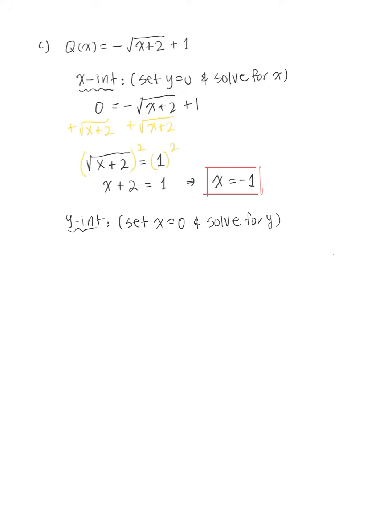Okay, so y equals q of x. So we're going to have y equals negative square root of 0 plus 2, and then plus 1. Which means that y equals negative square root of 2 plus 1. If you type in this answer, this value is approximately negative 0.4. But please always express your answer in exact form and not decimals.